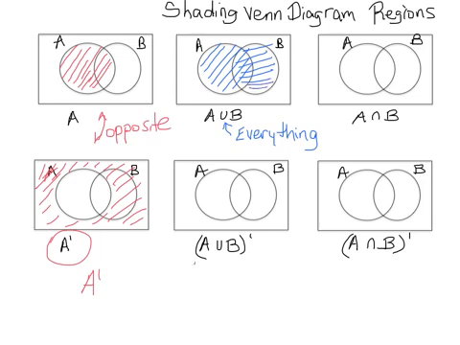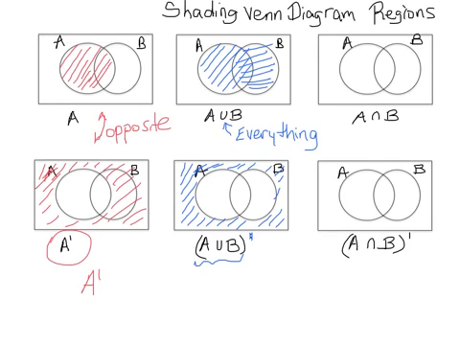Now, A union B is what we just shaded. And now we're going to actually shade the opposite because we have that little prime there. So the opposite of A union B. So you have to now shade the opposite of what we just did, which is everything on the outside of the circles.